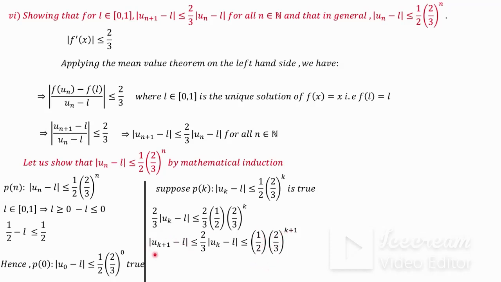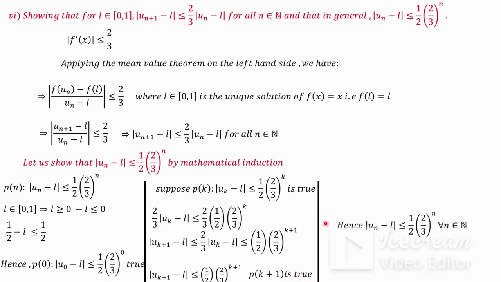We can therefore write that the absolute value of u_{k+1} minus L is less than or equal to a half times 2/3 raised to the power k plus 1. Writing that, we obtain this, and it means we have already proven it true for n equals k plus 1. So our statement P(n) is true for n equals k plus 1, from which we can conclude that the absolute value of u_n minus L is less than or equal to a half times 2/3 raised to the power n for all n belonging to the set of natural numbers.